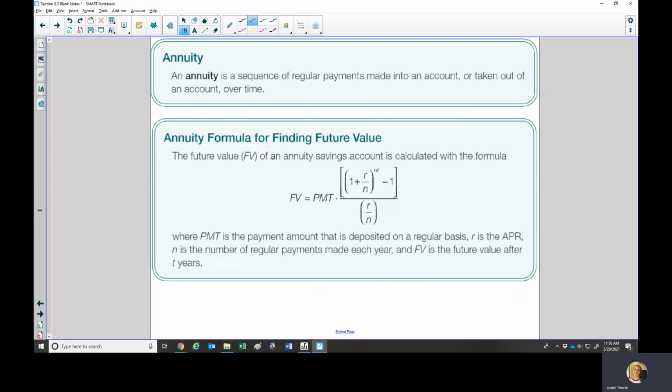It says the future value FV of an annuity savings account is calculated with the formula FV equals payment times, in the numerator we have 1 plus R over N raised to the NT minus 1, all over R over N, where PMT is the payment amount that you're depositing on a regular basis, R is the APR, the annual percentage rate, N is the number of regular payments that you're making each year, and FV is the future value after T years. So let's look at an example.